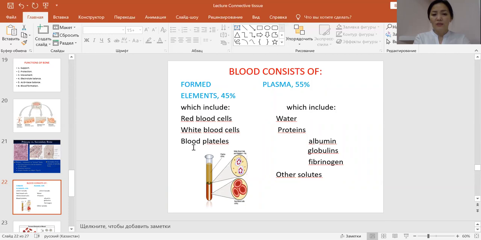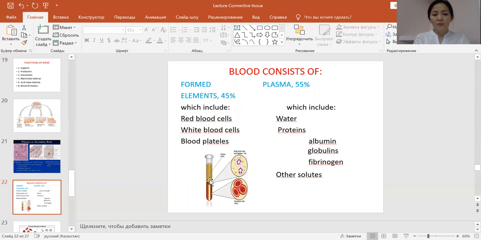Plasma consists of water and proteins, and we can see here large proteins like albumin, globulins, and fibrinogen chains. In this picture, we can see the red part is red blood cells. We said that 45% of blood consists of formed elements. Exactly, 44% consists of red blood cells, and only 1% consists of white blood cells and platelets. This yellow part is plasma.